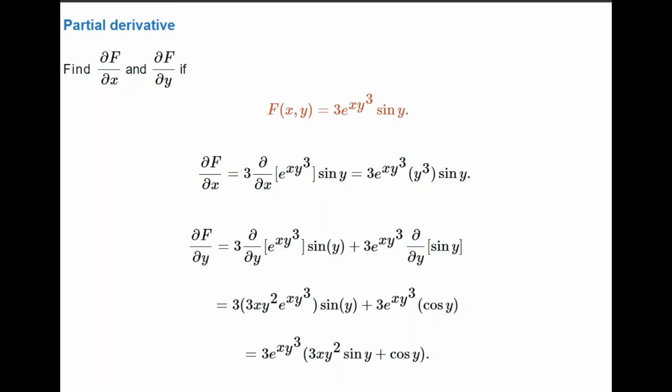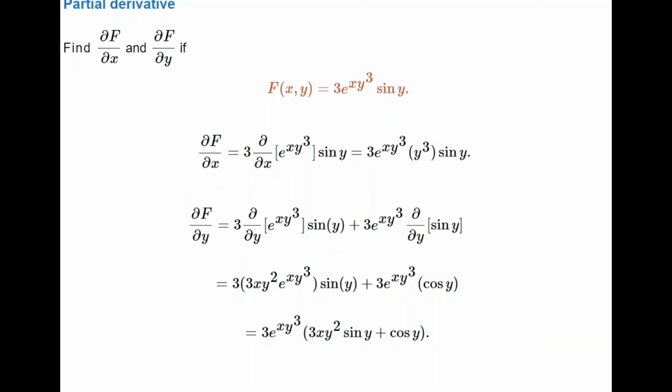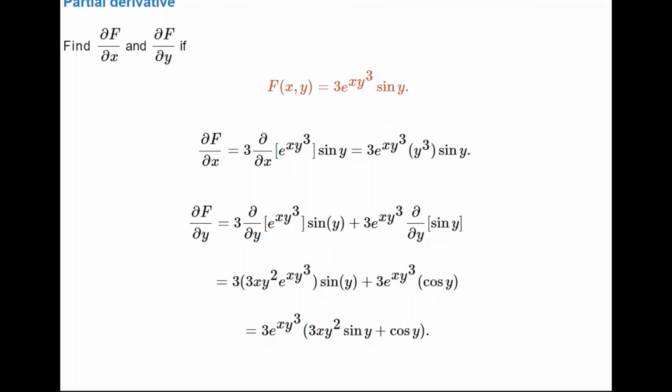And then we apply the differentials as before. The first term has e to the xy cube differentiated to 3xy squared times e to the xy cube by the application of the chain rule, times sine y. And then in the second term, we simply have to differentiate sine y with respect to y, which is cos y. Now, if you look at both terms, you see that e to the xy cube is another common factor other than the constant 3. So we take both of these out, and inside we are left with 3xy squared times sine y from the first term and cos y from the second term.